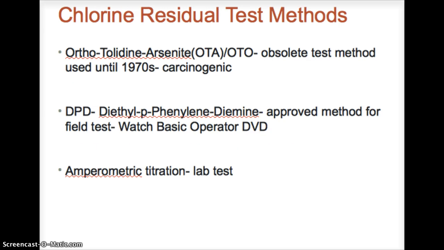And here's a review of the chlorine residual test methods. We've already looked at these. What I'll just call the OTO method is an obsolete test method used until the 70s. It was carcinogenic, so it's gone. The other is the DPD. It's the approved method for field testing.